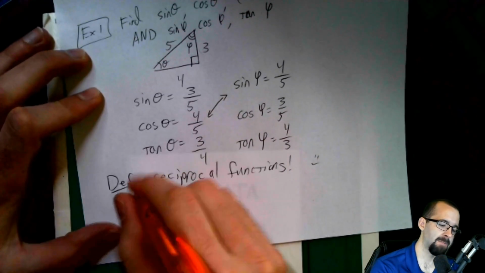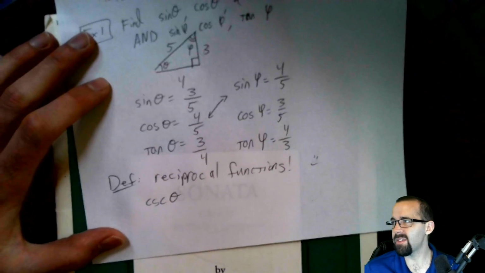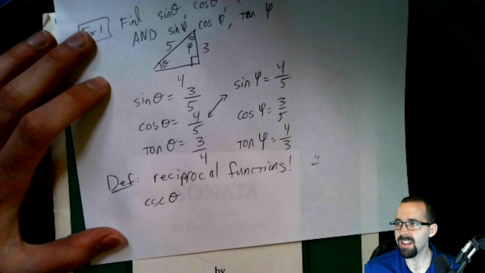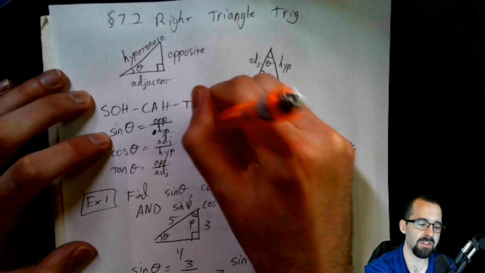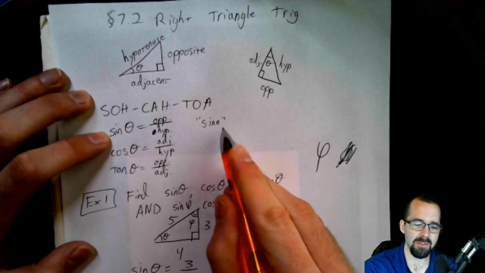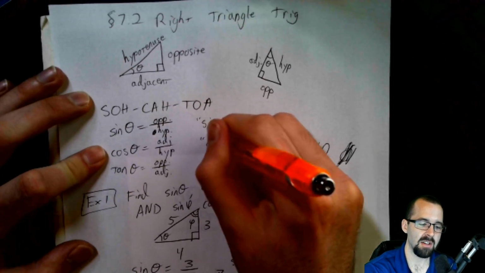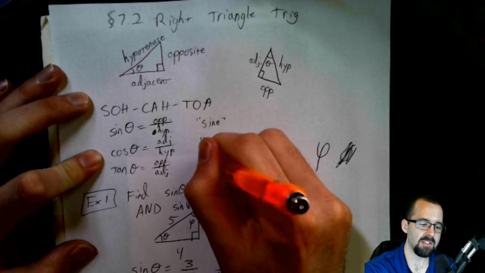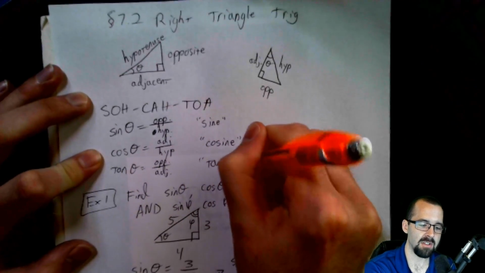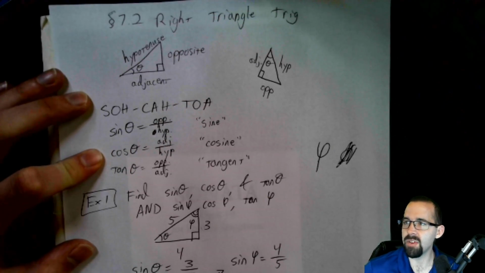Anyway, here we go. Cosecant of theta. Oh, I never really named these. Let's name these real quick. Sine is officially spelled sine. Most people don't know there's an E in the name of sine. Cosine is spelled cosine. Tangent is spelled tangent. There we go. Now we officially have those.